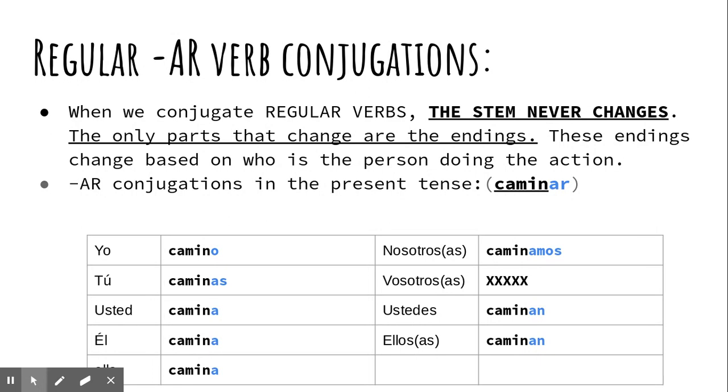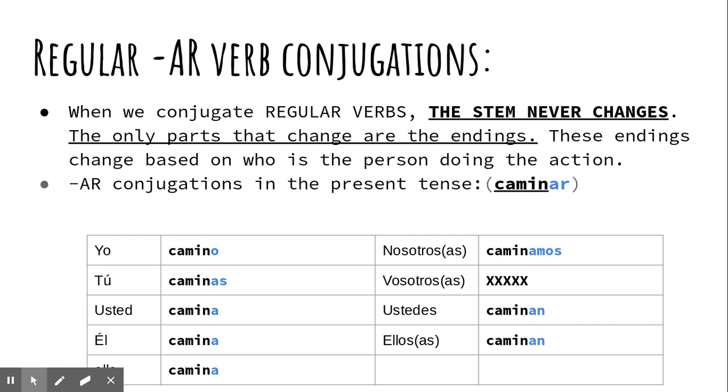Nosotros caminamos. We add AMOS, A-M-O-S, to the stem. And finally, ustedes and ellos share the same conjugation. Ustedes caminan, ellos caminan. So on the next slide, we want to practice.